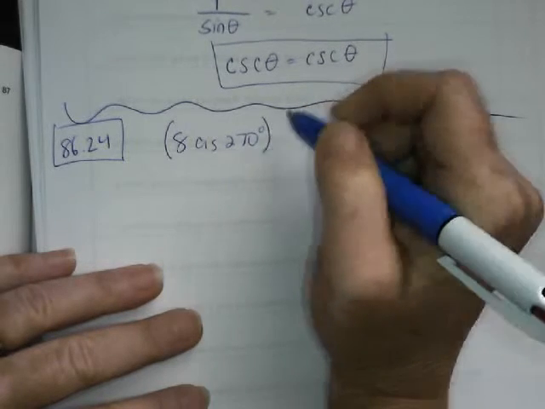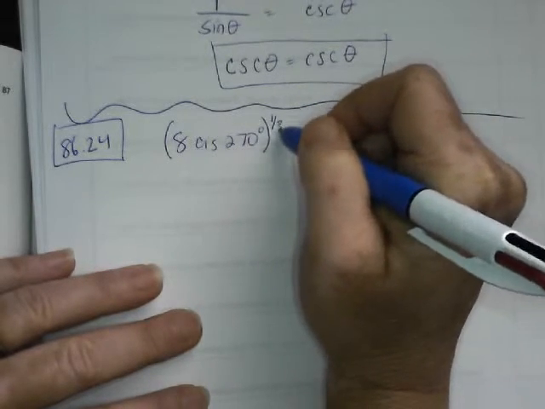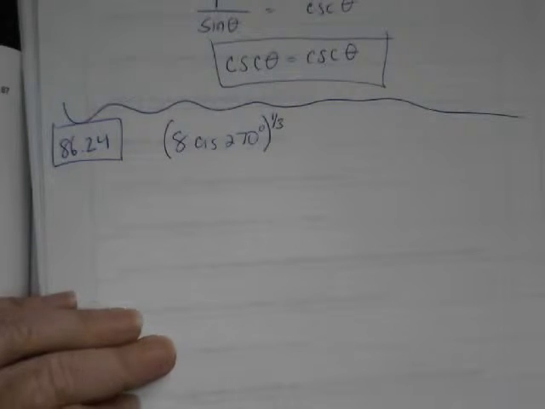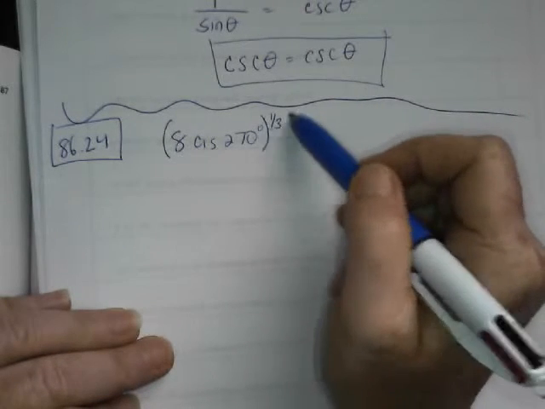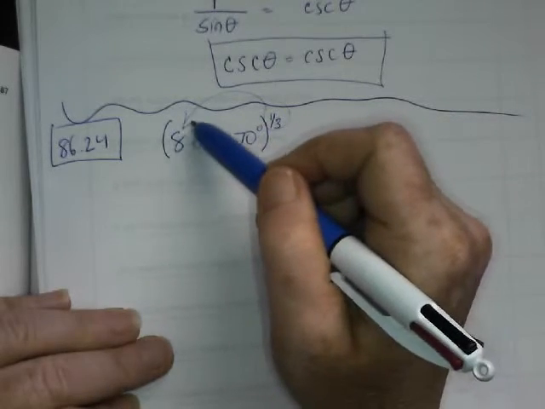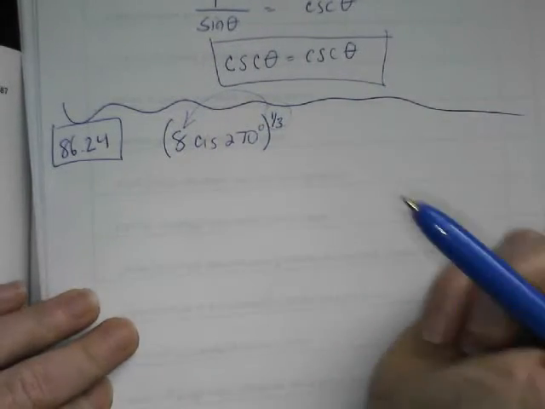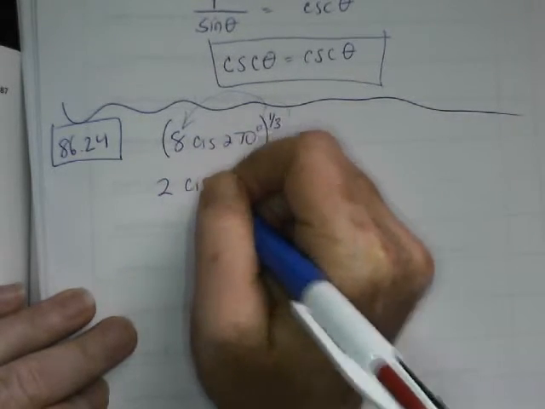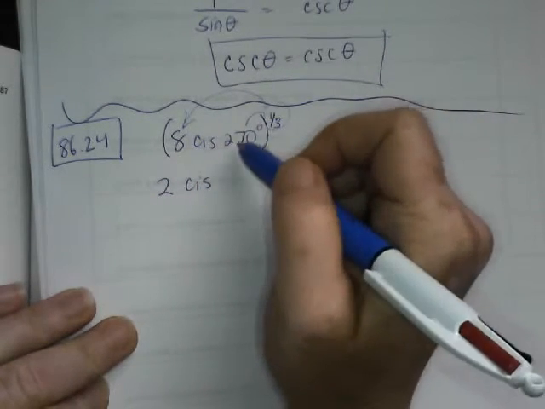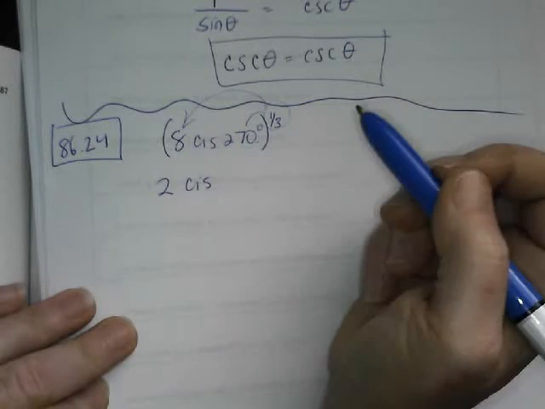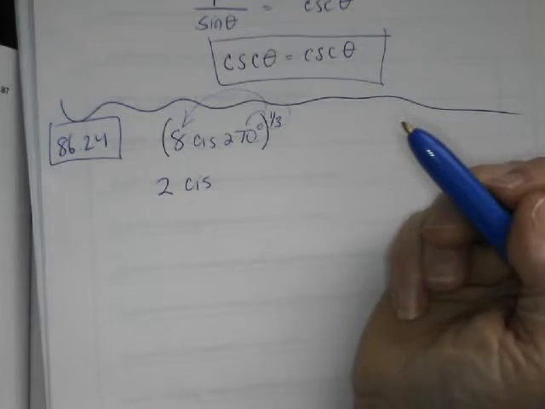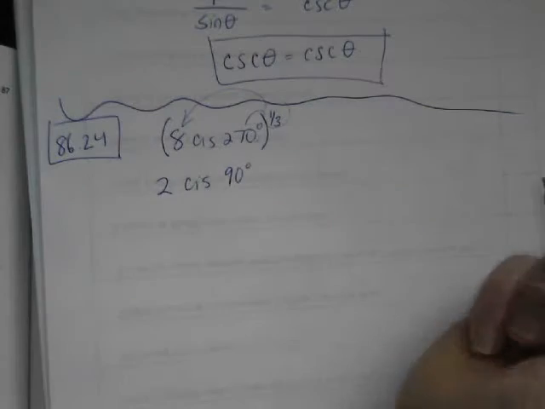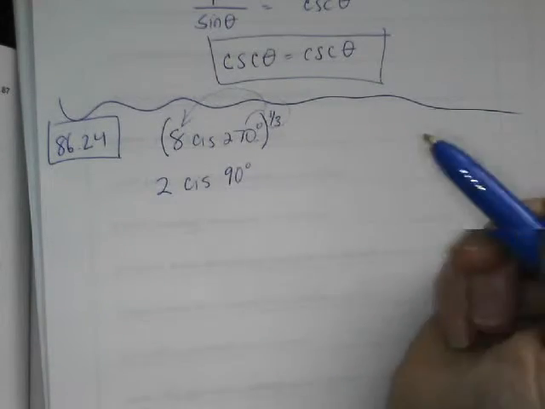Okay, so I want the 3 cube roots. Raising something to the 3rd power is the same as taking a cube root. Now we have De Moivre's theorem that says I can take the cube root of this number, so that would be 2, and then I'm just going to divide this angle by 3. So 9 times 3 is 27, so I'm thinking this is 90. Okay, so this is polar form.